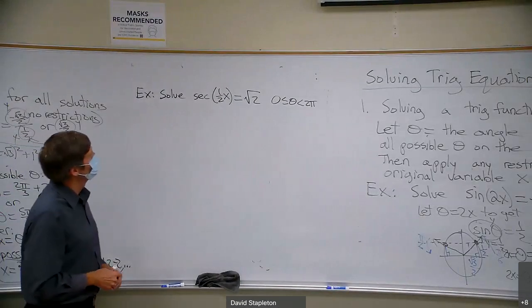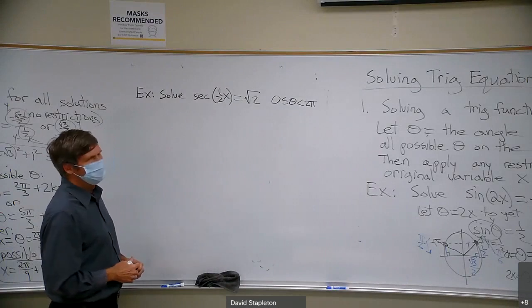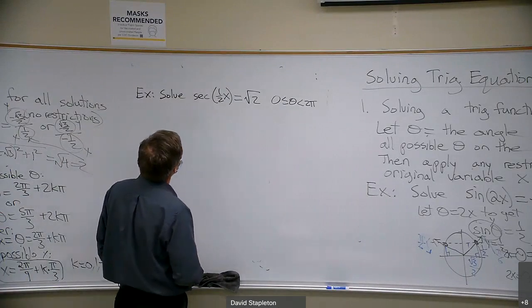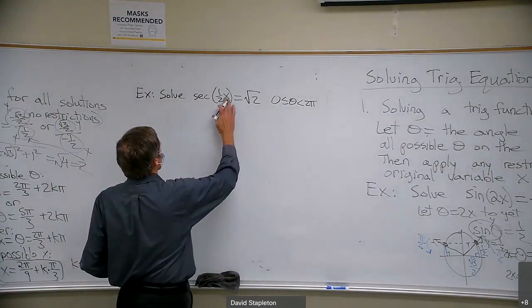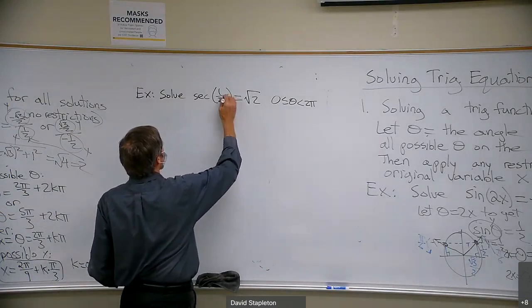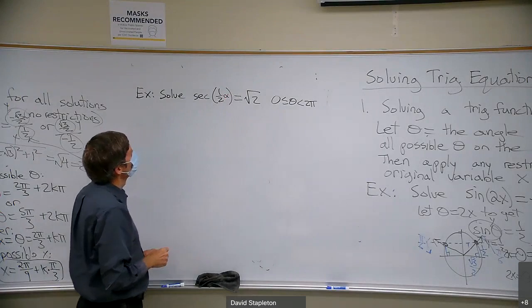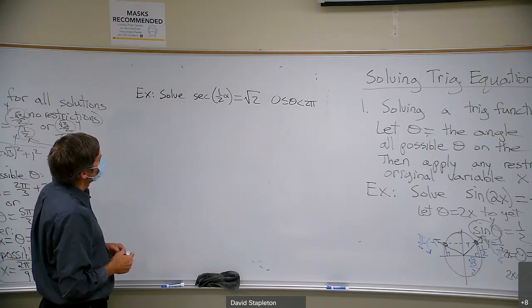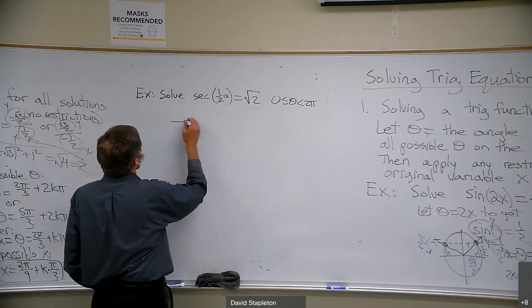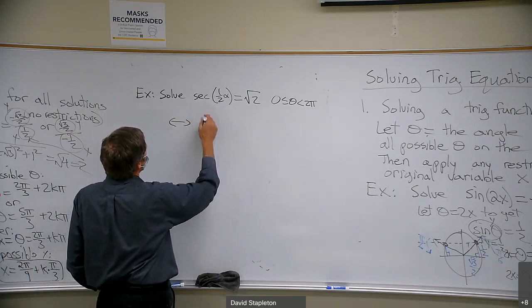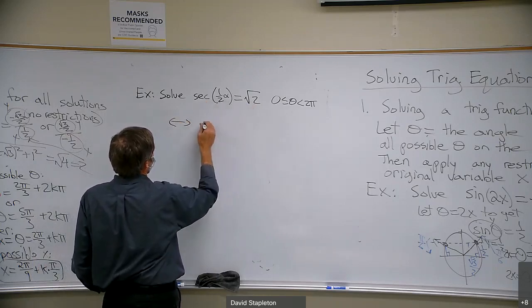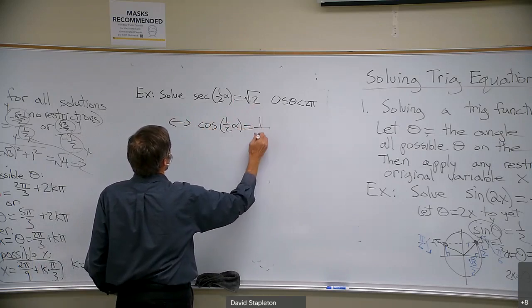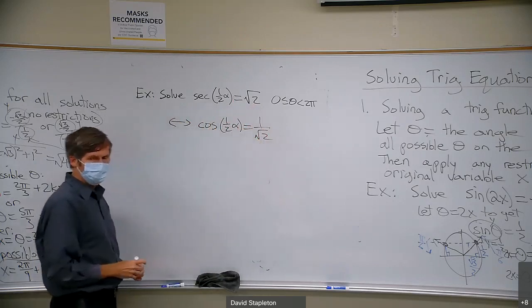What should I do for this one? Secant is actually, let's call it 1/2 alpha instead. How about that? Instead of x, I want to use x for the coordinate of the unit circle. What I can do whenever I see a secant or a cosecant is immediately write it using the reciprocal identities, right? I'll take the reciprocal of the left equals the reciprocal of the right, and the reciprocal of the left is cosine of 1/2 alpha. Reciprocal of the right is 1 over square root 2. There we go. Now I can solve it as a cosine problem.